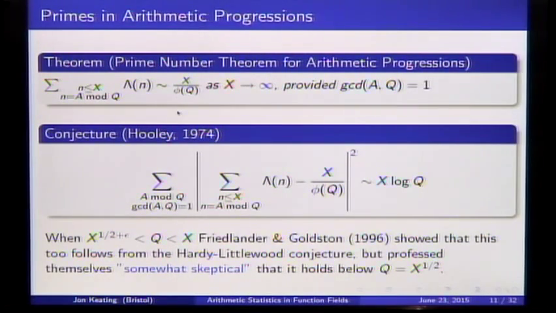And they actually say in their paper they profess themselves somewhat skeptical that it holds below q is x to the 1/2. So the question is, is this a real barrier? Is there some difference in behavior when q gets below x to the 1/2? Or is this just a limitation of the Hardy-Littlewood method in this context? And I'll return to that later.